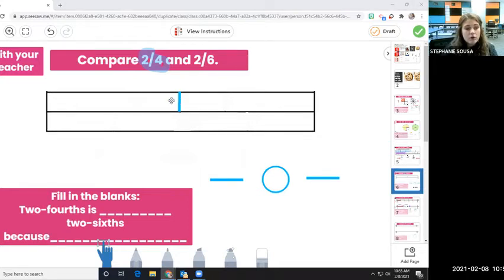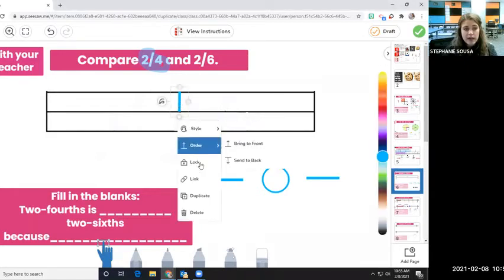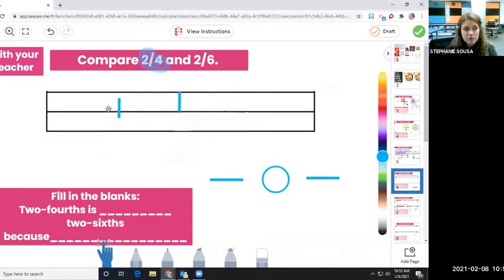In order to make fourths, I can then cut those halves in half. So I'm going to duplicate my line and move 1 over here to cut that in half. And then duplicate my line again and do the same thing on the right side. You will notice that we have only added 3 partitions.